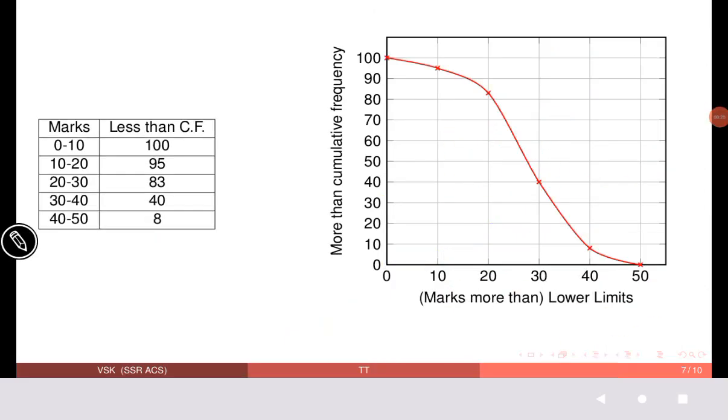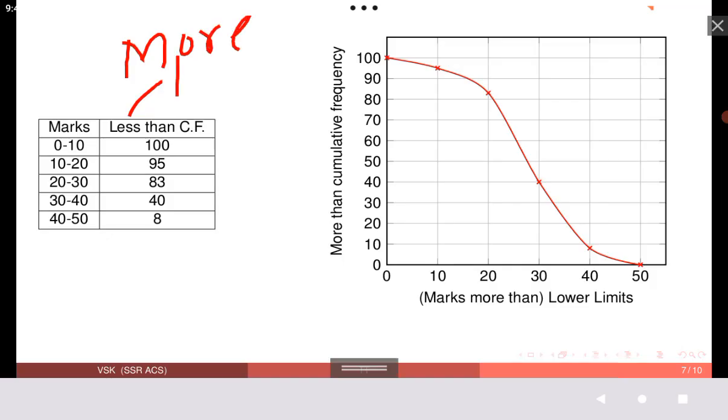Now for the more than type, it is written more than type. By mistake it is written less than, it should be more than type cumulative frequency. So for this purpose, we'll take the lower limits 0, 10, 20, 30, 40. That will identify over here 0, 10, 20, 30, 40.